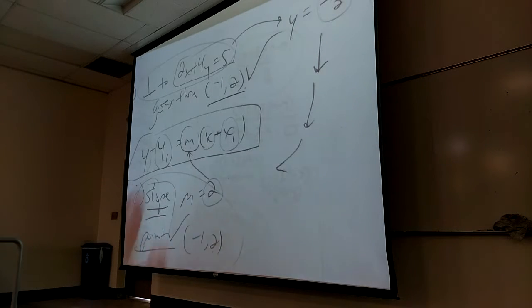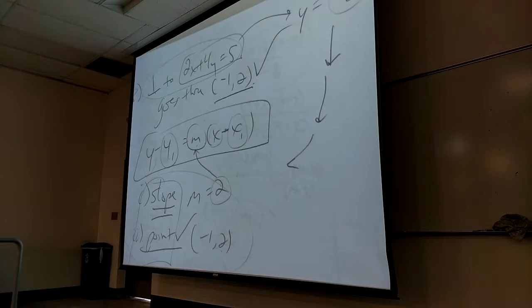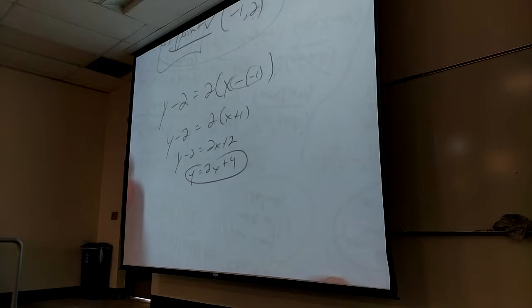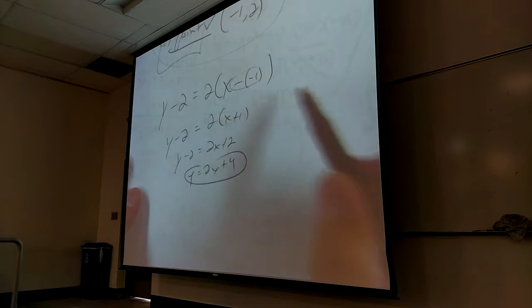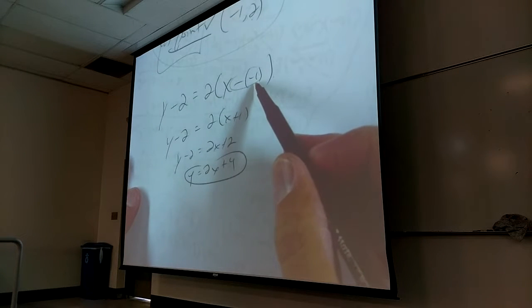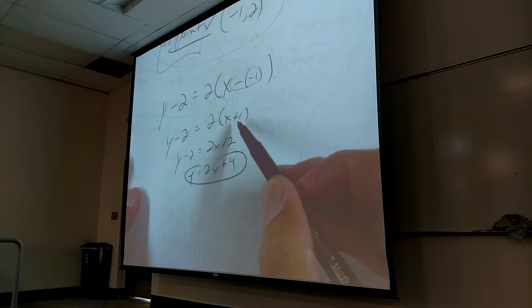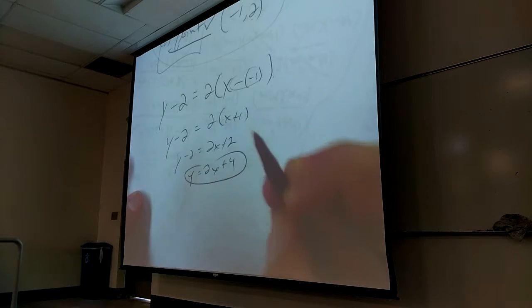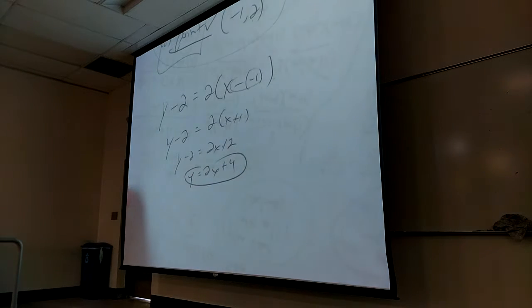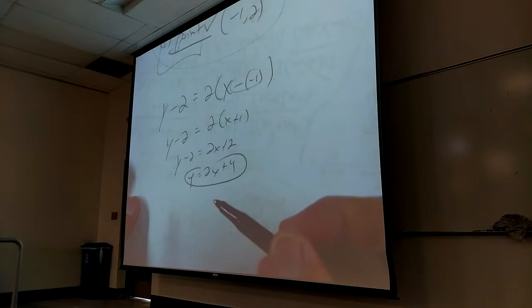Real quick, is everybody cool with that problem? Yes? What happened, sir? Well, you're adding the 2 numbers. When you said y minus 2 equals 2x plus 2, I thought you were dividing. No. Just add the 2 to get y by itself.